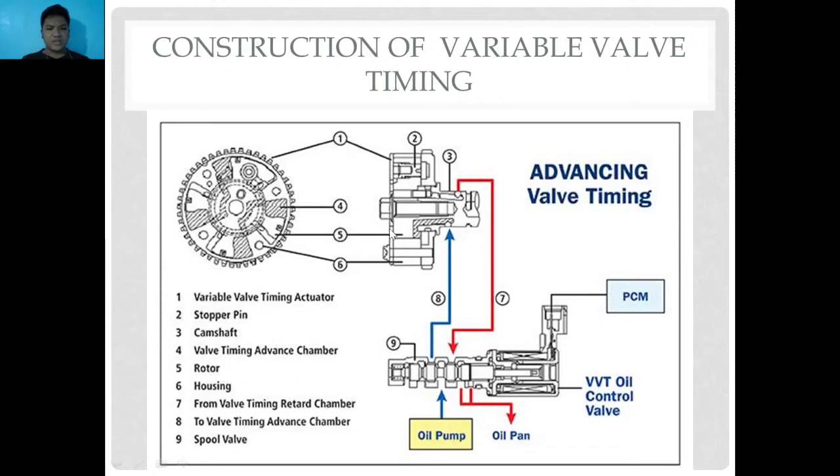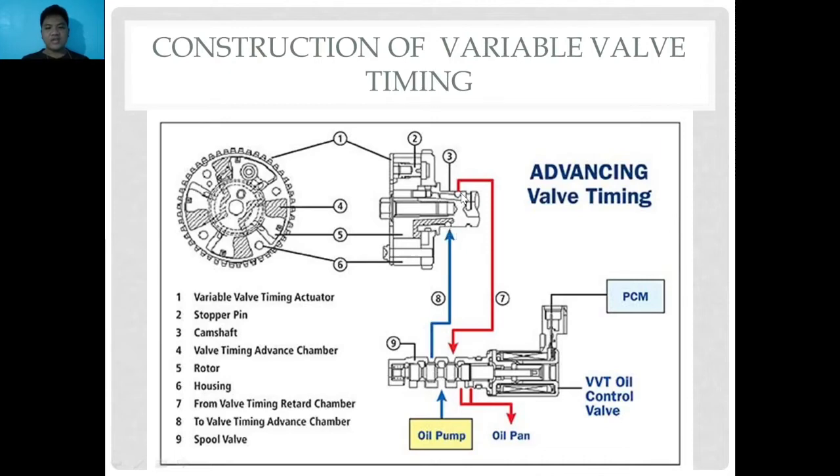Number five, rotor. Okay, rotor. This is where the intake camshaft is connected in the rotor. Okay, six, housing. The whole big thing that you have seen that houses the rotor and the gear. Seven, advance valve timing, retard chamber. Okay, retard chamber means to delay the valve from opening and closing, and advancing, as it said, advancing.